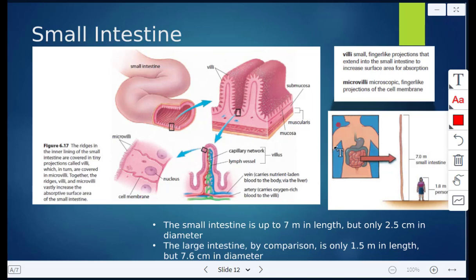In this figure here, we can see how long the small intestine is. So like I said, 7.0 meters. And then here is an average person, 1.8 meters.